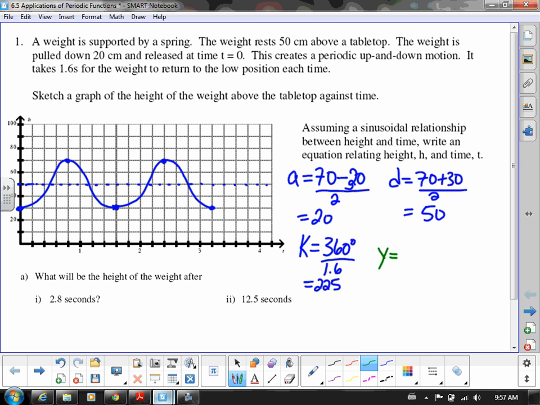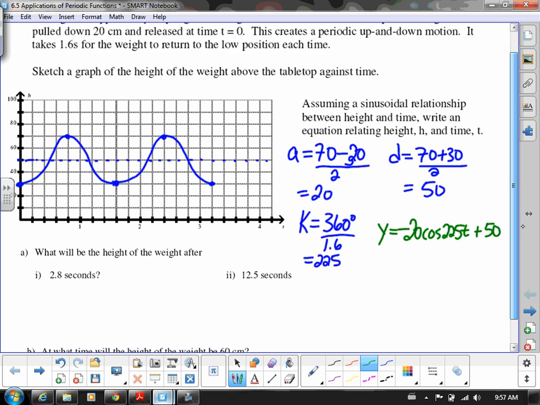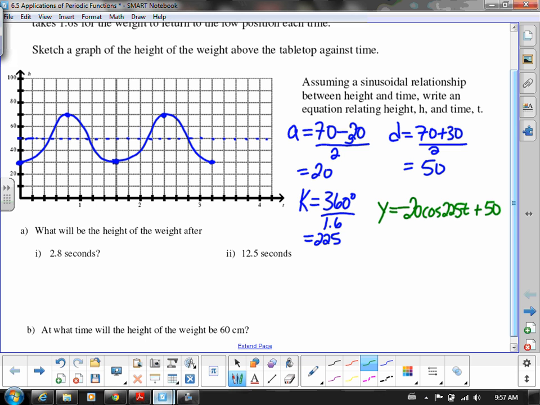Now this graph right here, the easiest function to use is cosine because it's simply a reflection. And whenever we have a reflection, we show that it's a reflection of the x-axis by including a negative. So I have negative 20 cosine of 225t plus 50. So this equation models what we have over here. There's no phase shift as such because it's much easier to simply reflect over the x-axis and have the negative cosine function. So these questions down here ask, what is the height of the weight after 2.8 seconds? Now that we have the equation, it's very easy to substitute in.